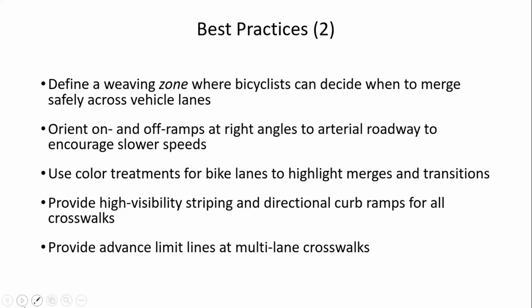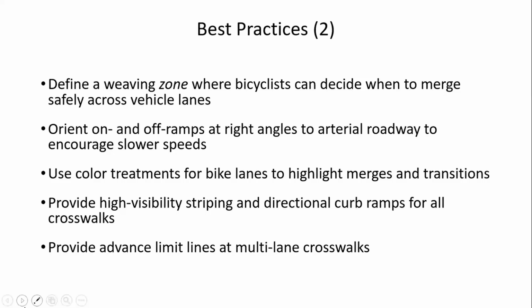For bicycles, define a weaving zone, we'll call it, where the bicyclist can decide when to merge safely across vehicle lanes. Orient on and off ramps at right angles to the arterial roadway to encourage slower speeds. Use color treatments for bike lanes to highlight merges and transitions.